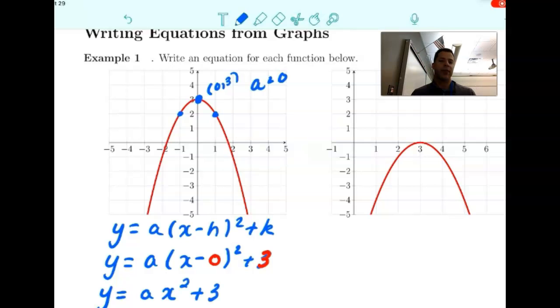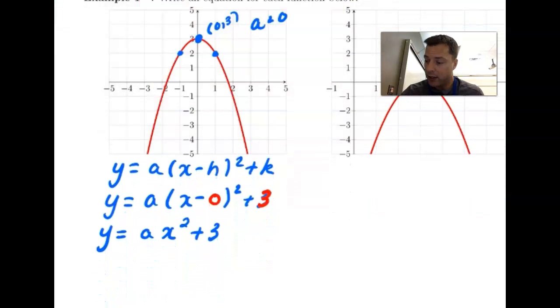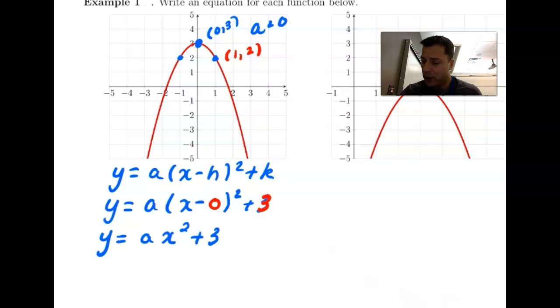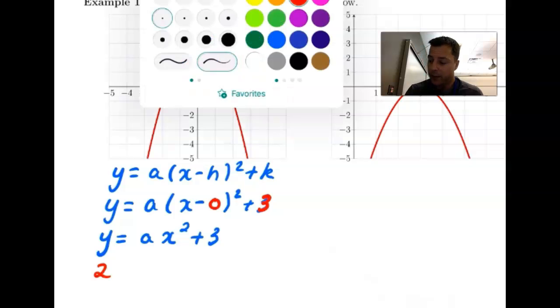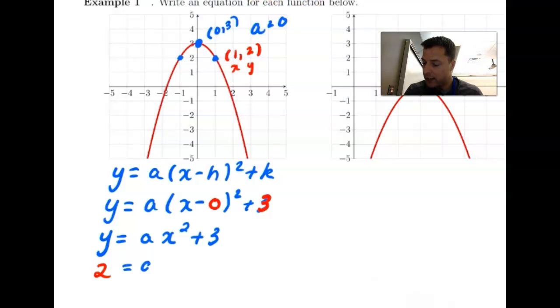And so you have 3 unknowns there. You have an unknown y, an unknown x, and a. We have to find a, so we have to use one of those other points that I marked off at the beginning. I'm going to use 1, 2 here because both values are positive. I can use any point on that graph. So my y value is 2, and my x value is going to be 1. So I'm going to plug that in. So I have a times 1 squared plus 3.